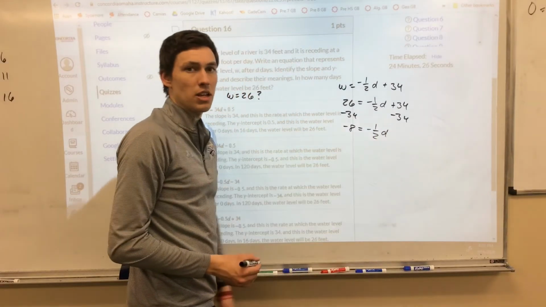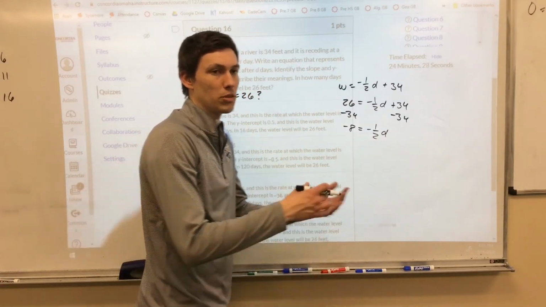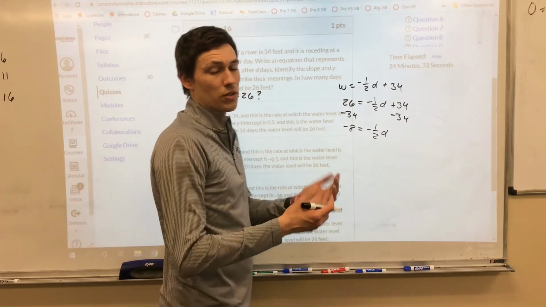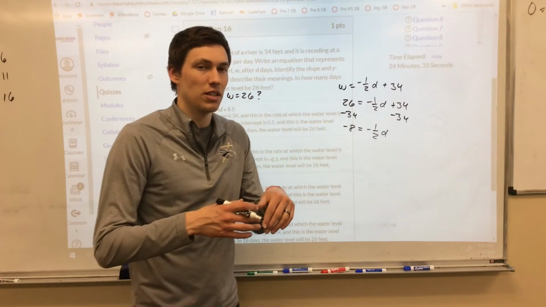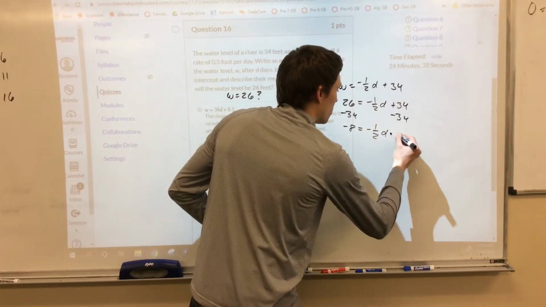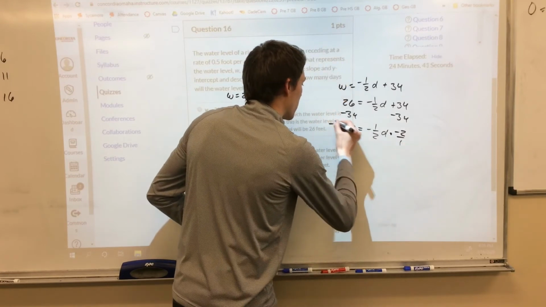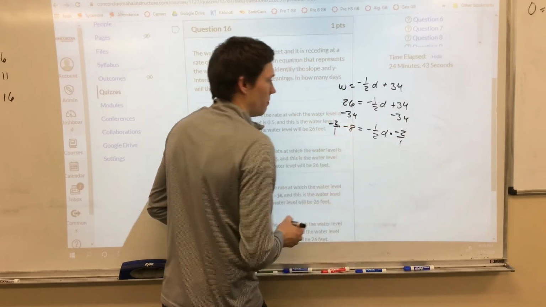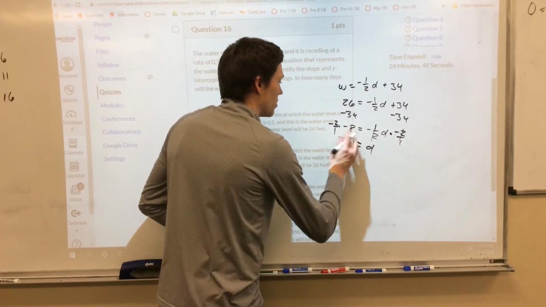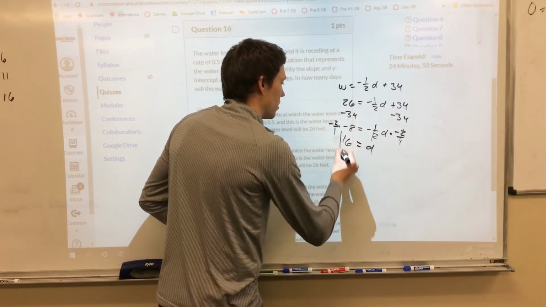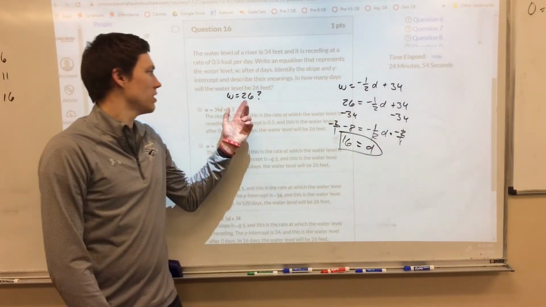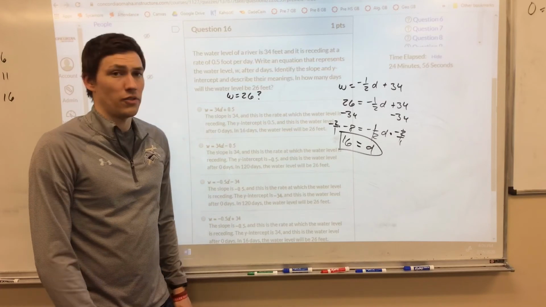What's happening to D? It's being multiplied by negative 1/2. What's the opposite of multiplying by negative 1/2? Dividing by negative 1/2. However, dividing by a fraction is the same thing as multiplying by its reciprocal. So I'm going to multiply by negative 2/1, multiply by negative 2/1. That's gone, and I get negative 2 times negative 8 is positive 16. So 16 days later, the water level will be at 26 feet.